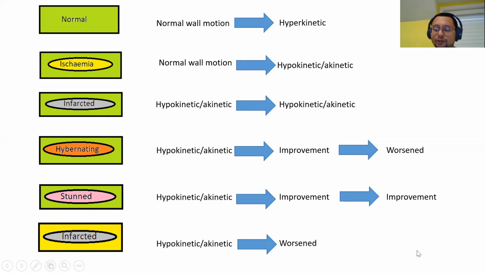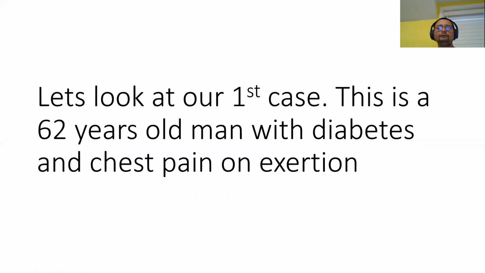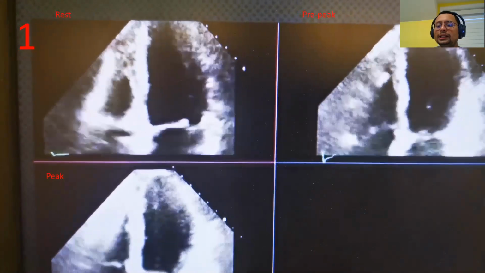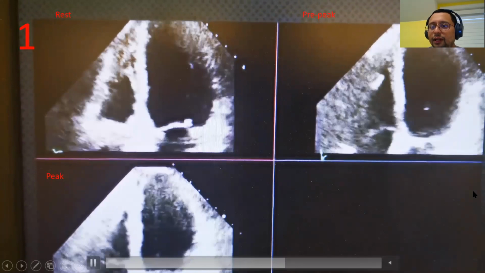Okay, so let me give you some examples. I want to apologize beforehand because the picture might not be so clear, but I will try to make it clear for you. So let's look at our first case. This is a 62-year-old man with diabetes and chest pain on exertion. Okay, so the patient underwent a stress echocardiogram.